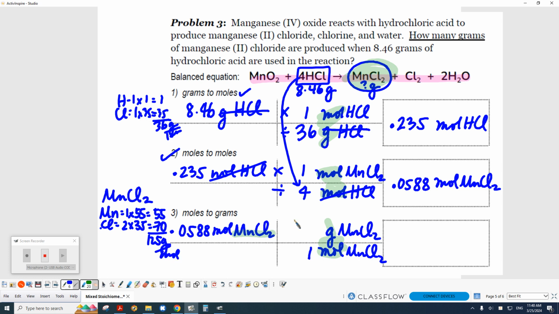1 mole is 125 grams. That's why I insist that you say grams, so that you know that that number in the molar mass is the grams. And moles of manganese 2 chloride cancel out. And using a calculator, 0.0588 multiplied by 125 divided by 1 gives a 3-digit answer of 7.35 grams of manganese 2 chloride are produced. Step 3, complete.